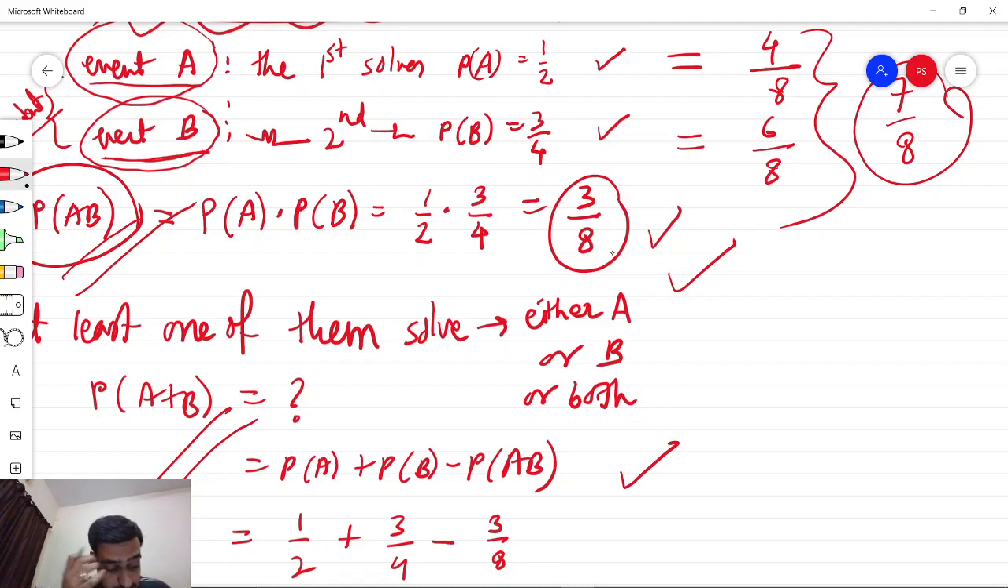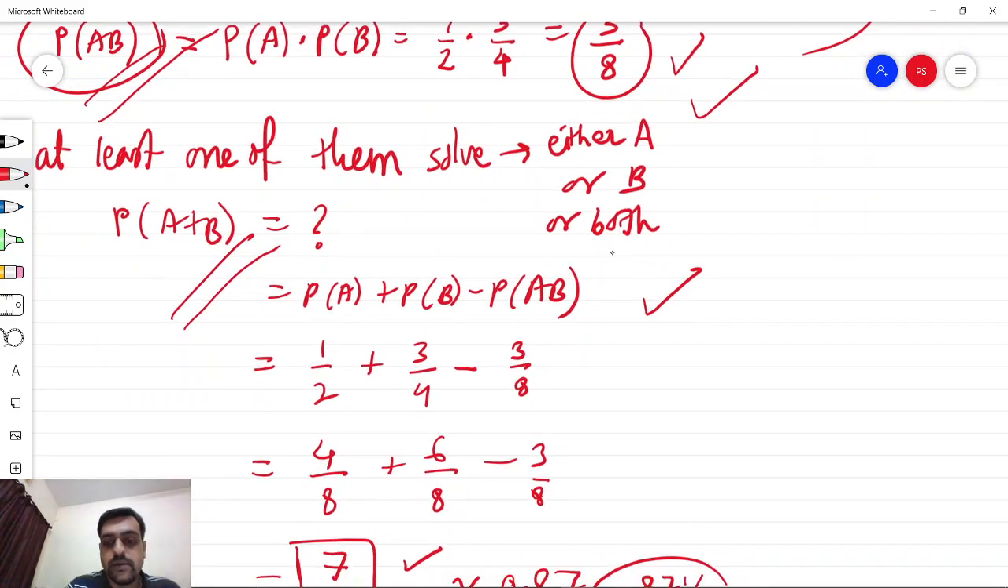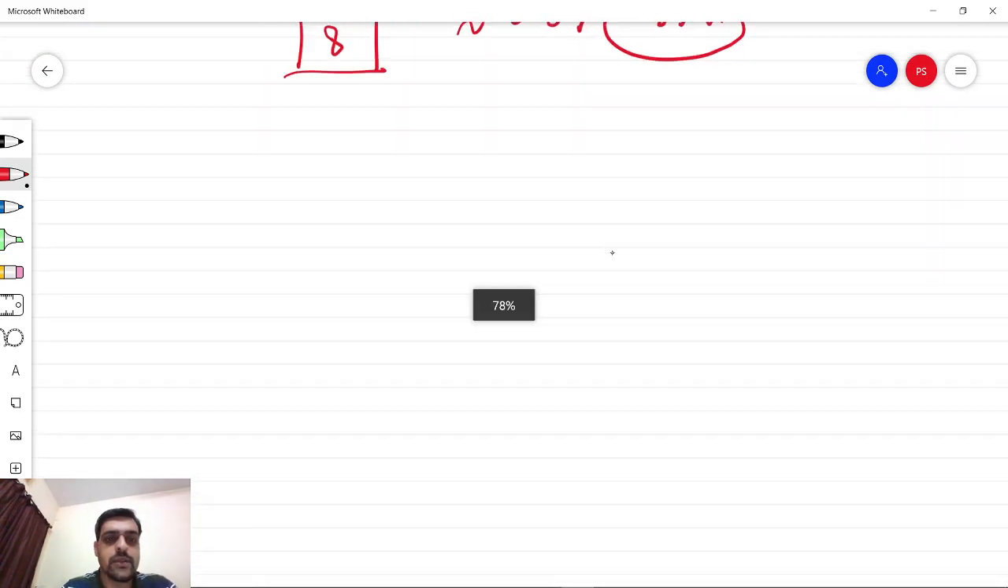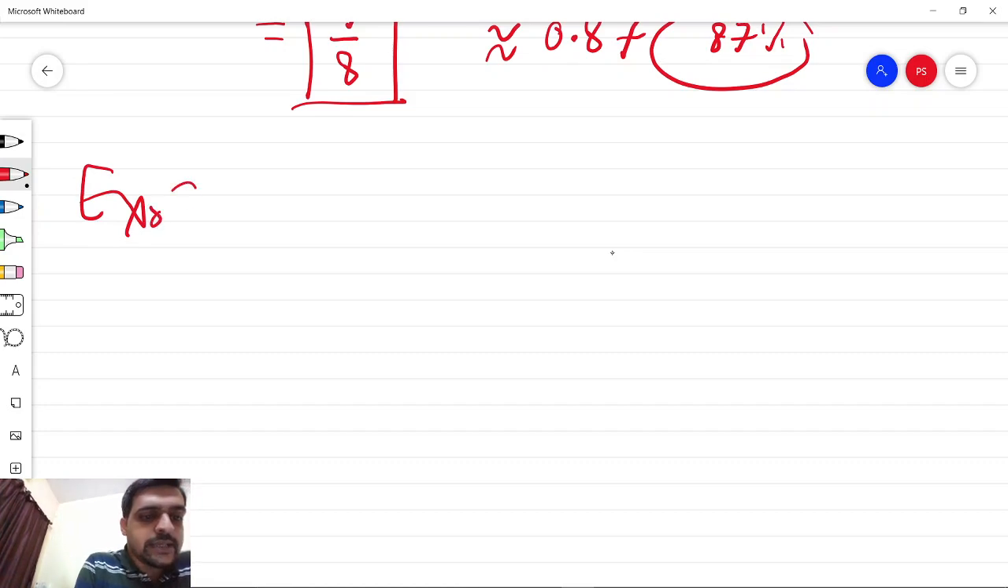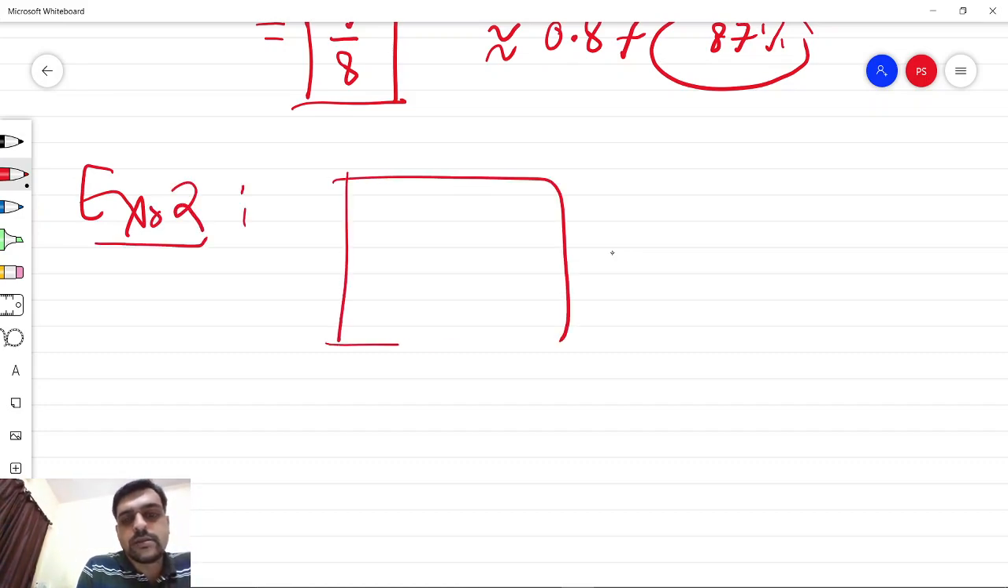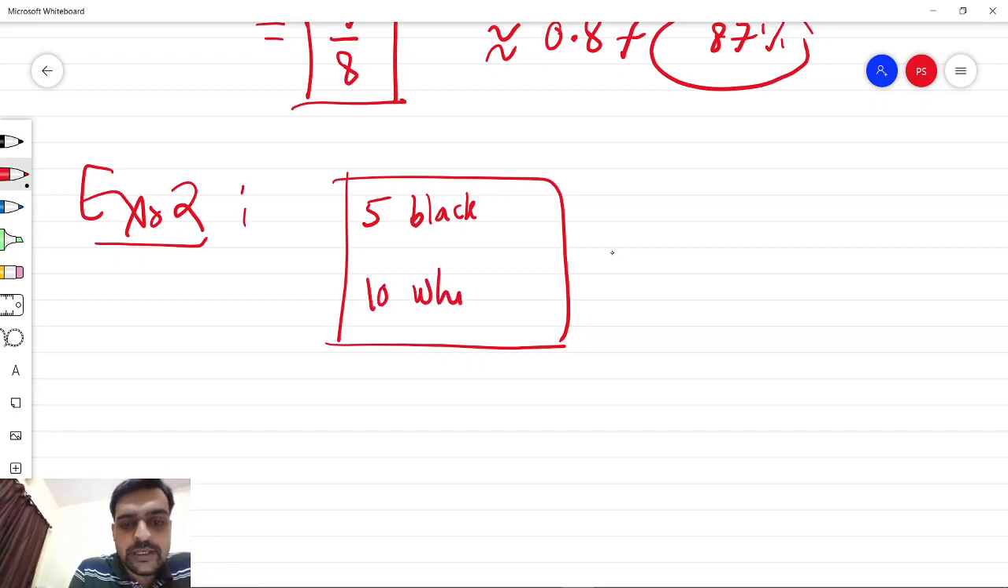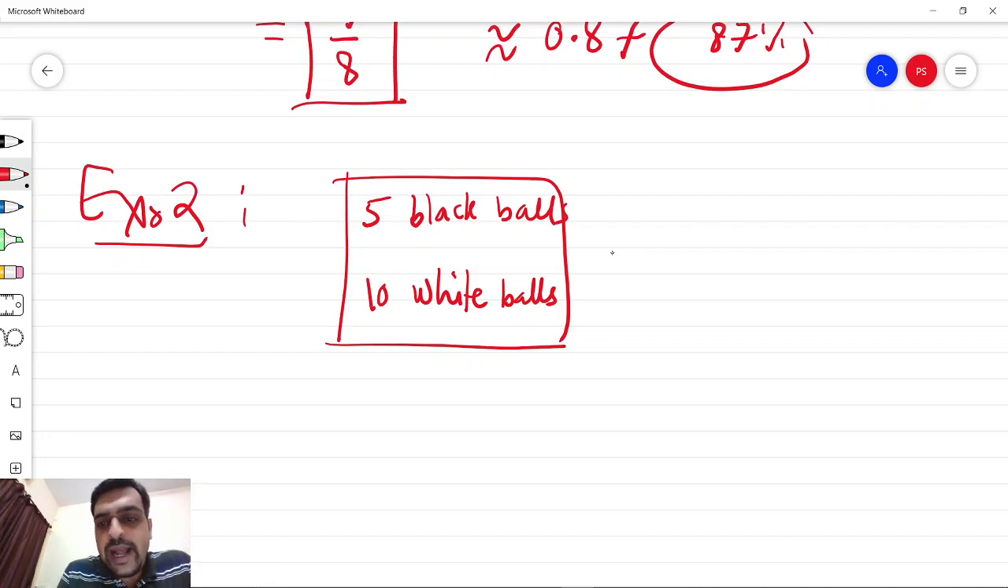Let us try to find out or study another such example, which is a slightly different case. Suppose, so this is the second example. Suppose there is a box which is closed and there are 5 black balls and 10 white balls available inside this box. So we are going to perform an act where we are going to draw 2 balls one after another.